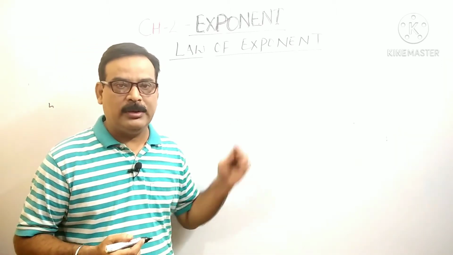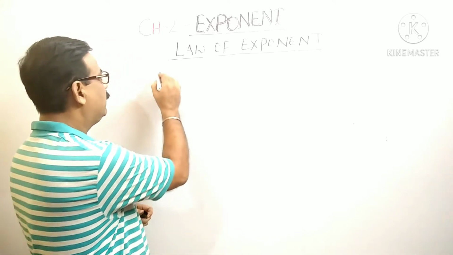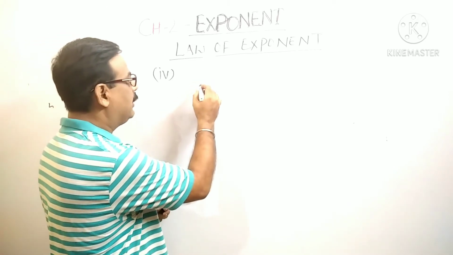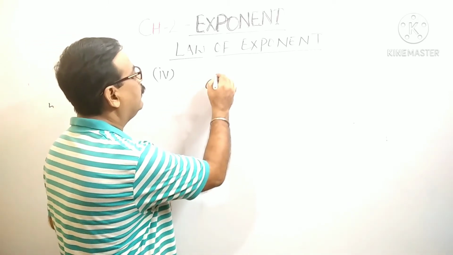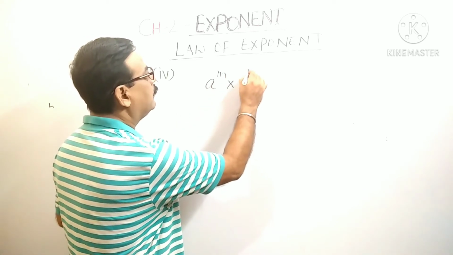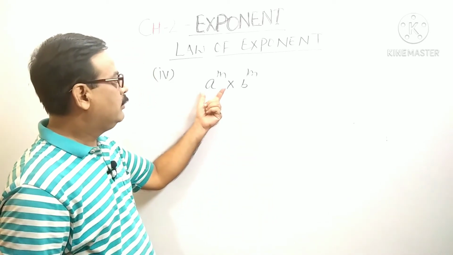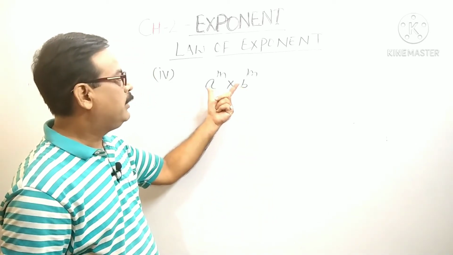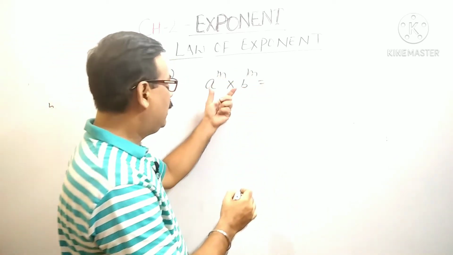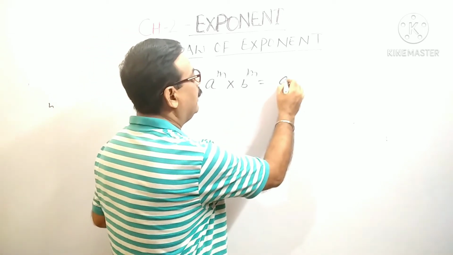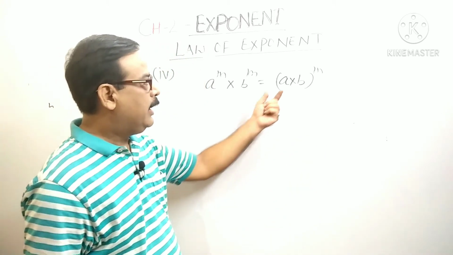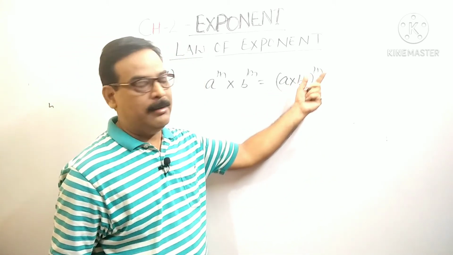So guys, moving towards the next law of exponent, the fourth law of exponent. According to this law, any two different numbers are multiplied together but have the same power. So what we have here is a multiplied by b, and the power remains the same. So a into b, which has power m.